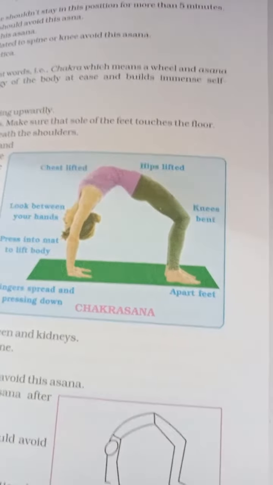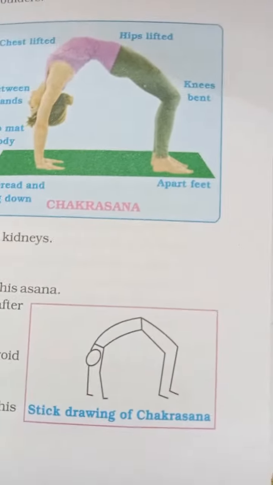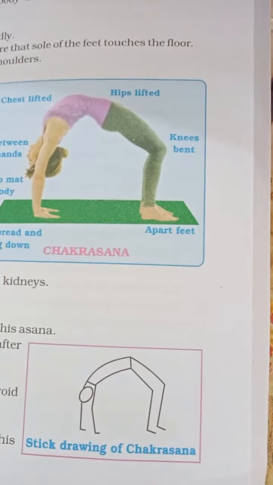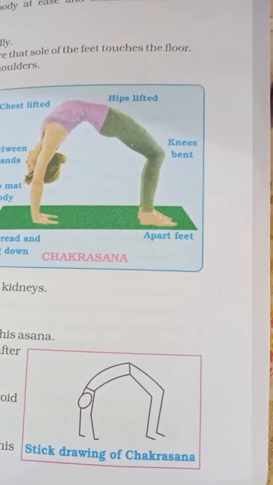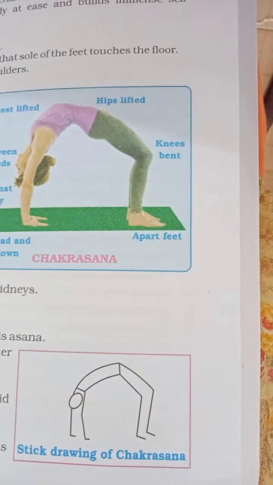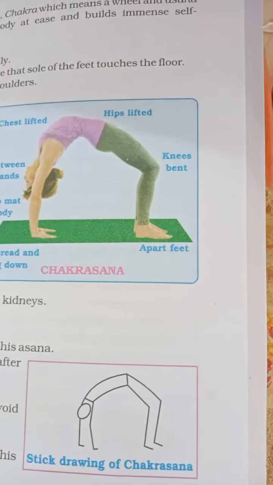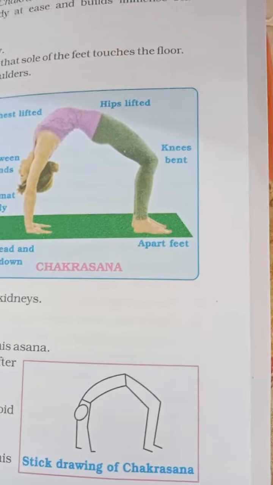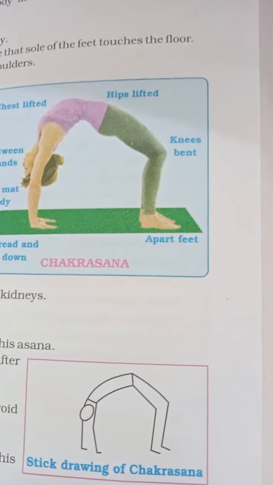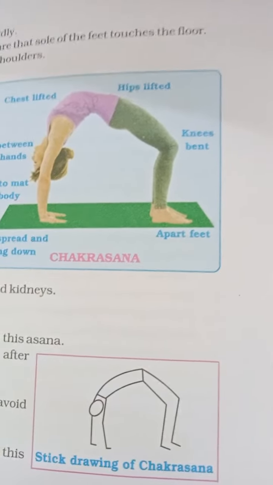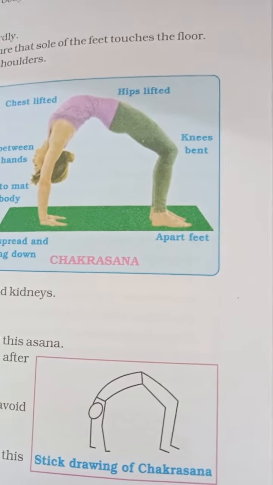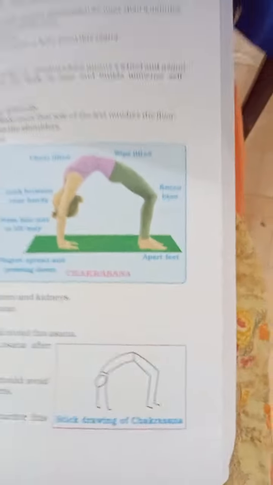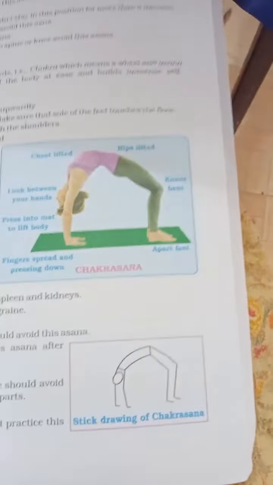So contraindications are these. People suffering from diarrhea and hernia should avoid this asana. People having heart problems must do this asana after consulting a doctor. This asana is not safe for pregnant women. People having pain in wrist, ankles, and spine should avoid this asana as it may harm their body parts. Avoid this asana in case of cervical injury. Persons suffering from hypertension must not practice this asana. Okay, so this is about chakrasan.